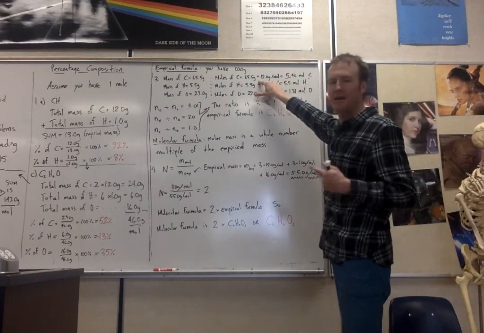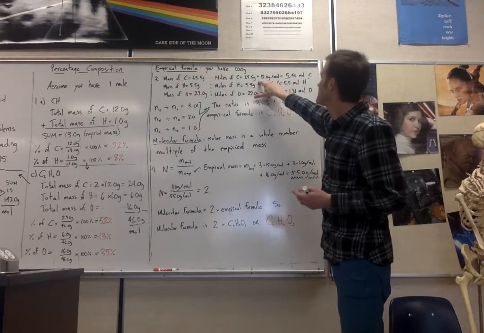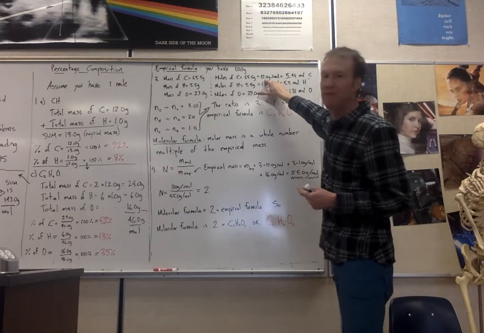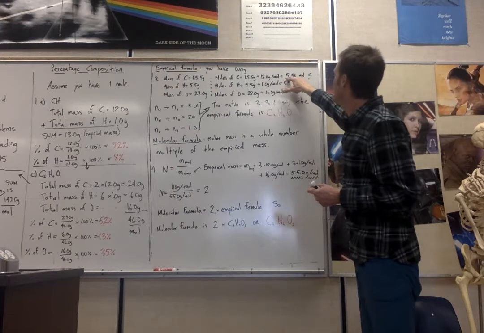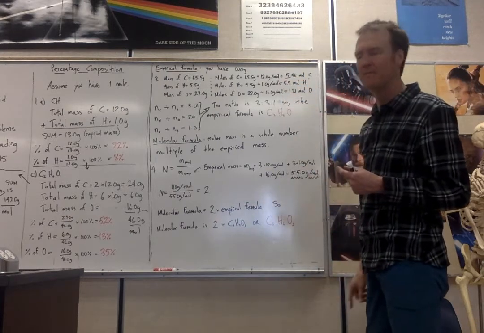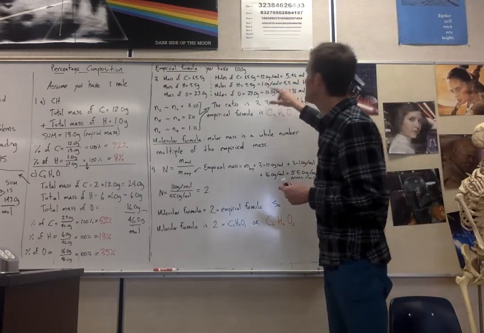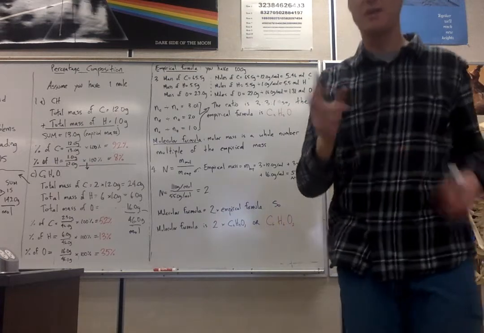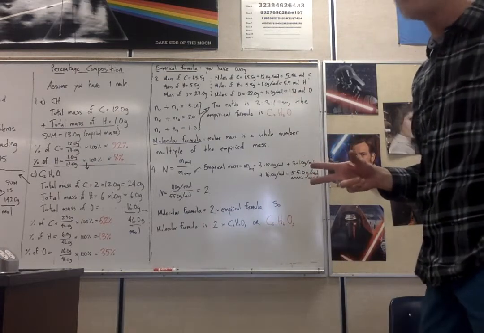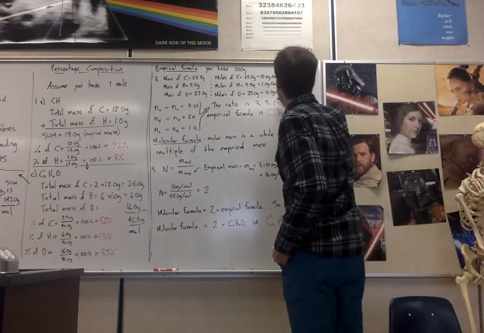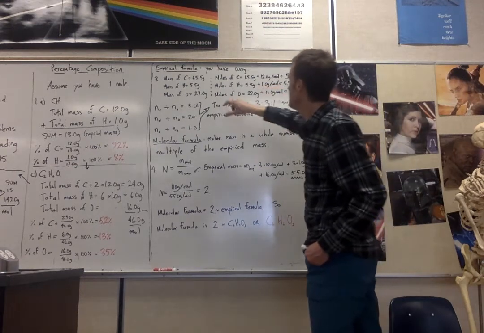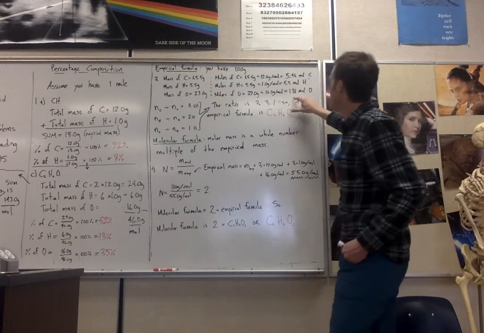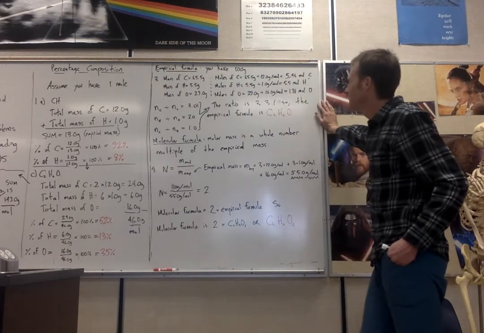So for carbon in our 100 gram sample, 65.5 grams divided by 12 grams per mole is 5.46 moles of carbon. For hydrogen, we get 5.5 moles. Notice I only have two significant figures there, 5.5 moles, because the molar mass of hydrogen only had 2. And for oxygen, 1.81 moles.